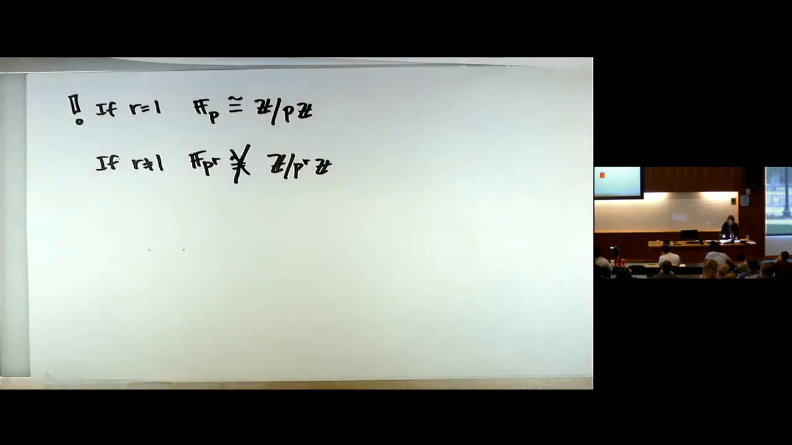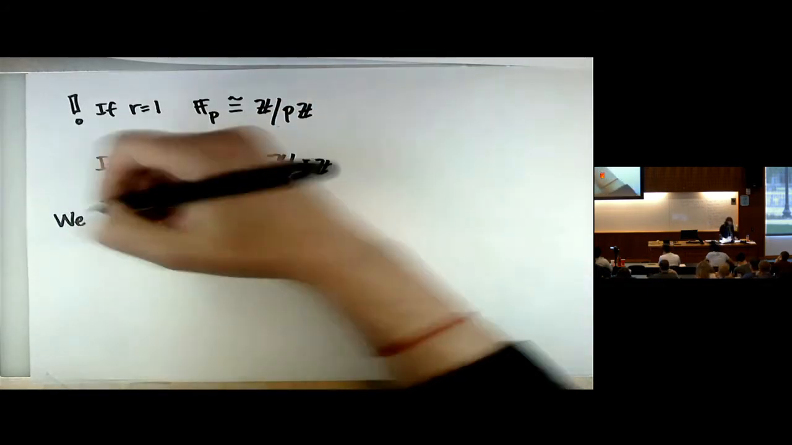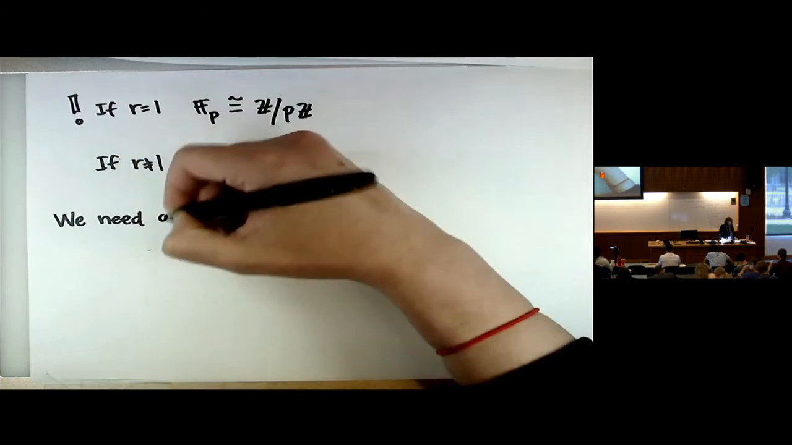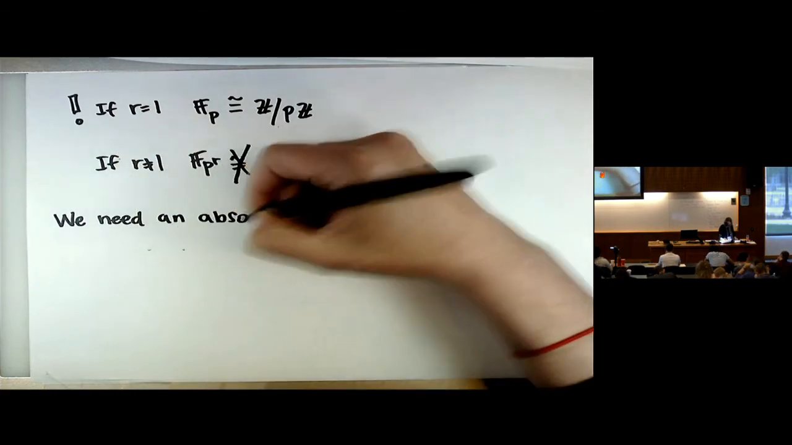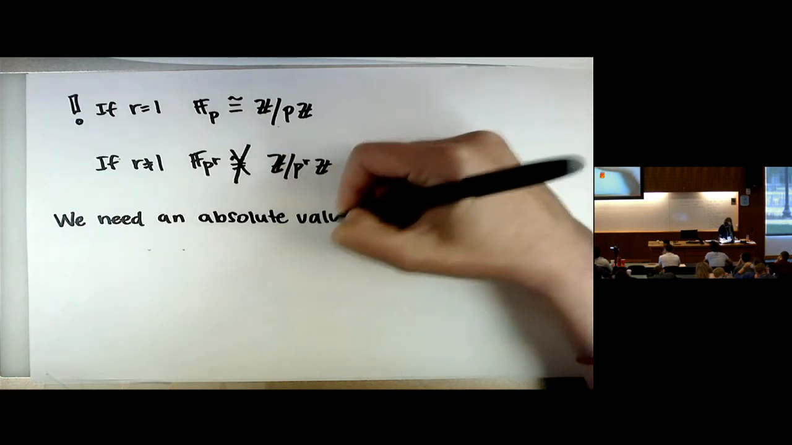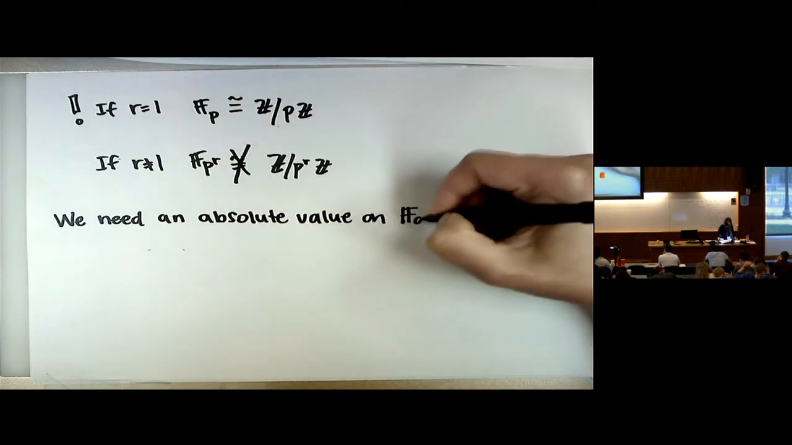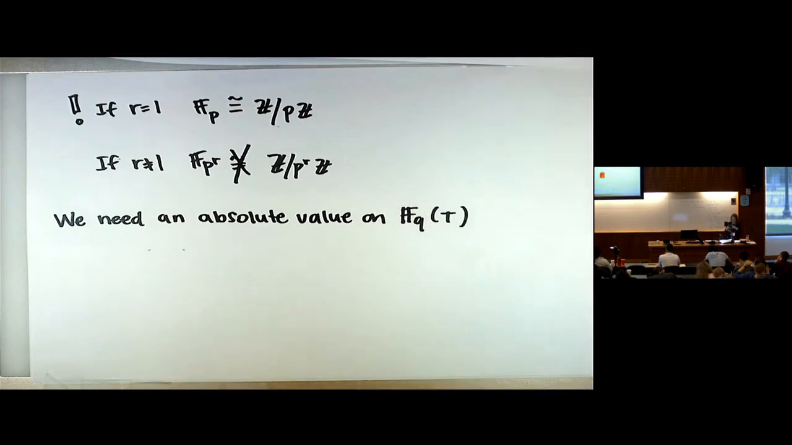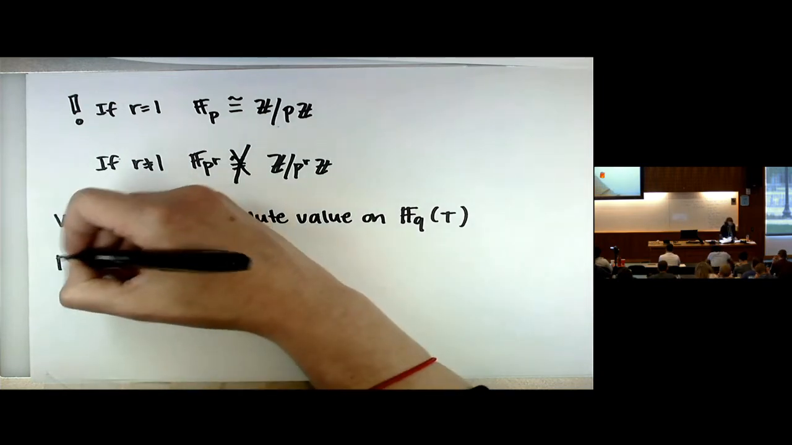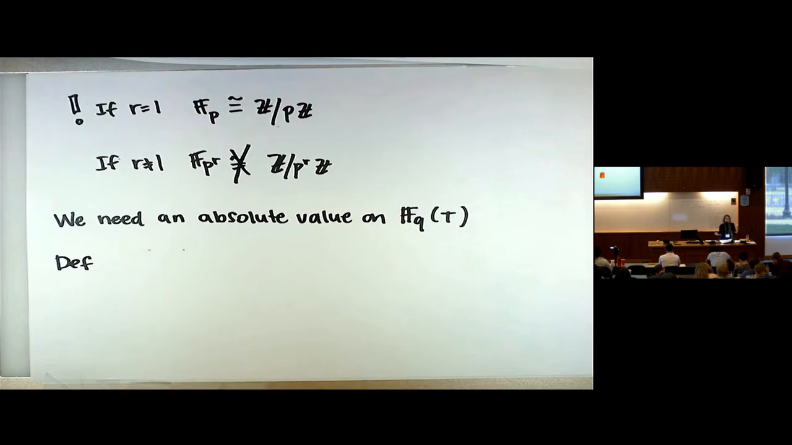So we need an absolute value on F_q[T]. And so, first, what do I mean by an absolute value? Let me give you the definition, because I was going to say maybe you're thinking of the degree of a polynomial as the size, but then I was going to tell you no, that's not an absolute value, and then I realized I didn't tell you what an absolute value was, so how could you agree with me that it's not an absolute value?